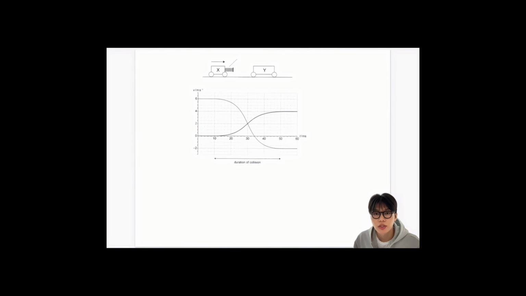Let's get into the first question. If you see the first question, you will see these two pictures, and as we can guess, the cart X is moving towards the cart Y. And if you see the graph below, we have the velocity versus time graph.